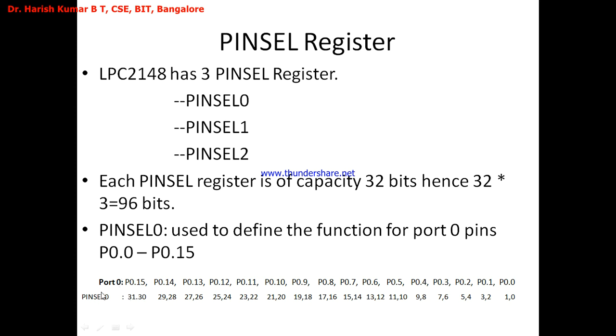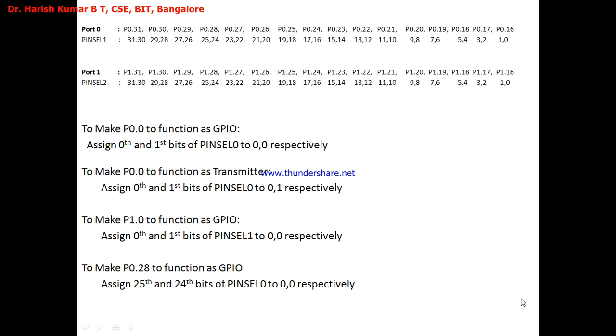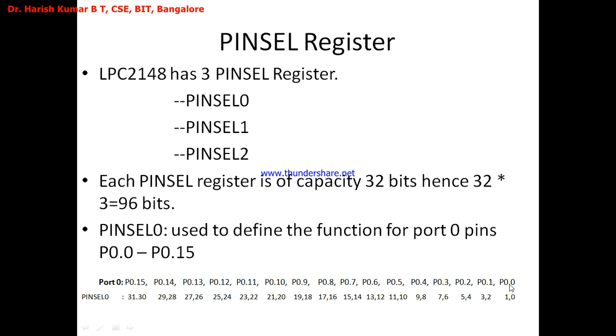Now this is all. If I want to make all of these port pins from P0.0 to P0.15 operate in general purpose IO mode, I have to make the 0th bit and the first bit of PINSEL 0 as 0, 0. And if I want all these port pins to operate in general purpose IO mode, I have to make all these bit pairs 0, 0. Now this is for the port pins 0.0 to 0.15, for which I am using PINSEL 0.